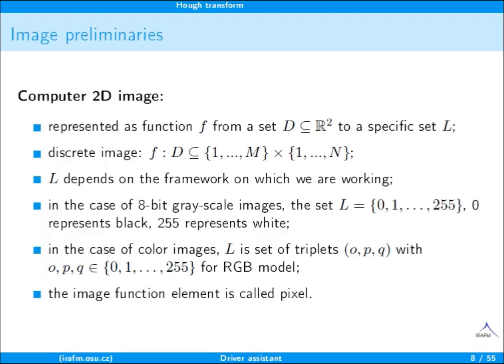But first, we have to know what a computer image is. In this task, we work with a two-dimensional image. The image is represented by a function, generally continuous. But in a computer, we deal with a discrete image function over some bounded domain. The function range is dependent on the chosen framework. In this tutorial, we will work with a grayscale image or with a color image represented by the RGB model determined by triplets of values. Let me remind you that in a two-dimensional computer image, the function element is called a pixel.